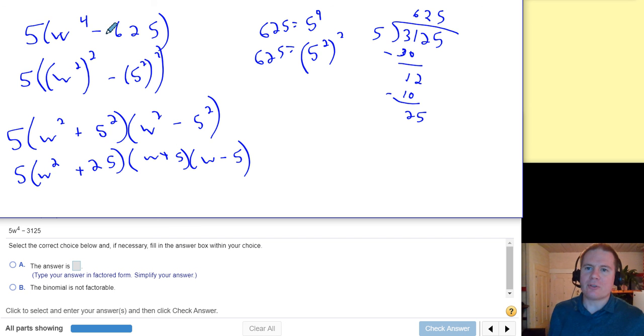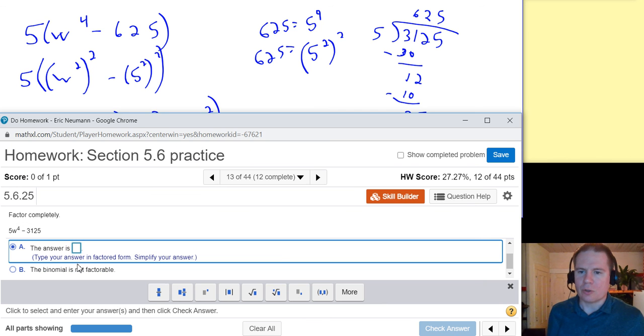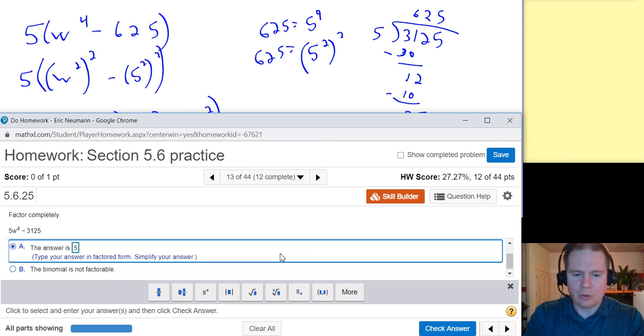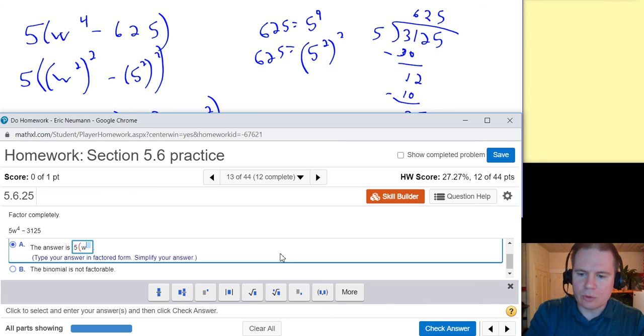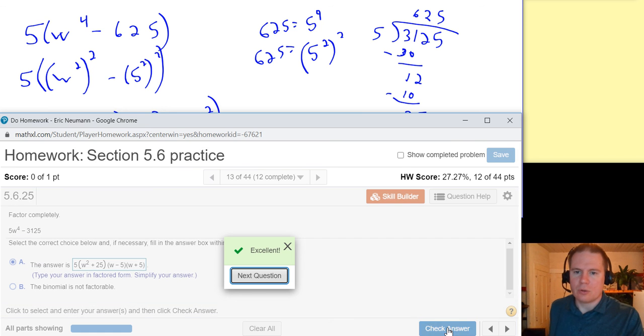In fact, difference of fourths is always going to work out this way, right? A perfect fourth minus a perfect fourth will always end up as the sum of two perfect squares times the difference of two perfect squares, and then that difference of squares can get factored an additional time. So 5 times w squared plus 25, and then w squared minus 25, which factors thusly. Okay.